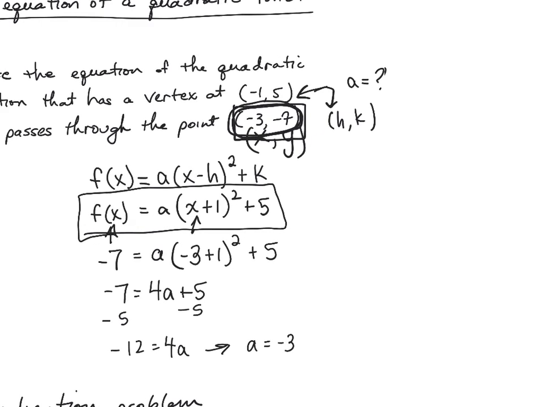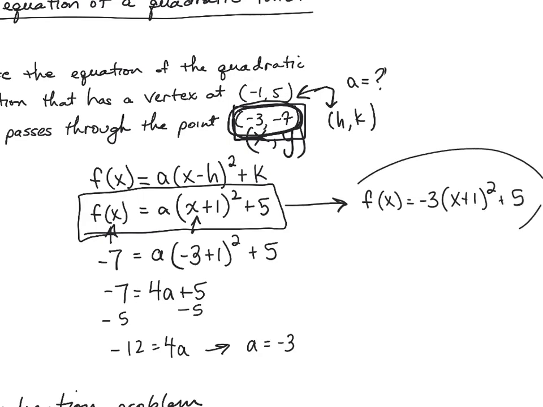So we take what we had here in this step and replace a with -3, and our final answer becomes f of x equals -3 times x plus 1 squared plus 5. And this is the equation of a quadratic function that has a vertex at -1, 5, and it passes through the point -3, -7.